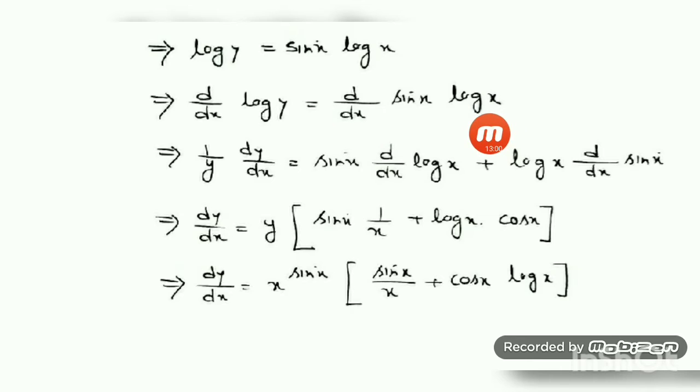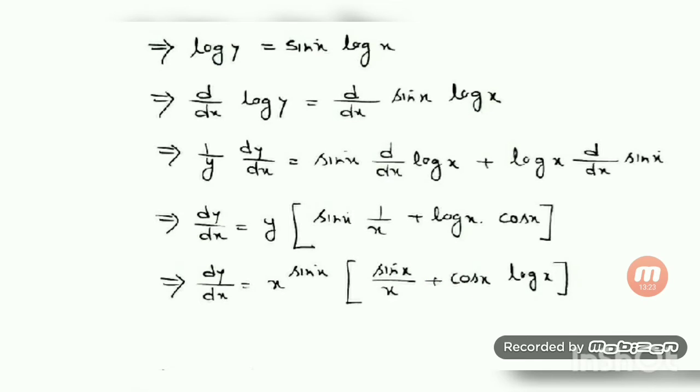So, you have to use the product rule here, that is u d/dx of v plus v d/dx of u. That is sin x d/dx of log x plus log x d/dx of sin x. So, dy/dx equals y into this expression. Sin x d/dx of log x is 1 by x. Log x d/dx of sin x is cos x. Now, I bring this y to the right side: x to the power sin x into (sin x by x plus log x cos x). And this is your answer.